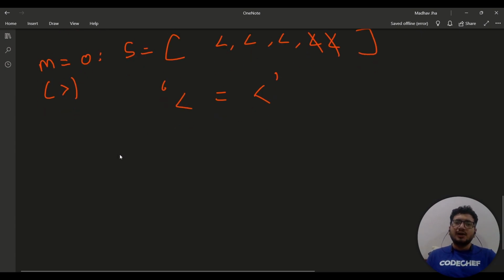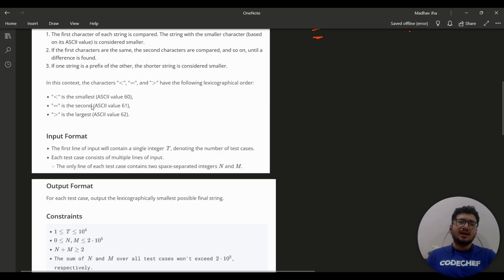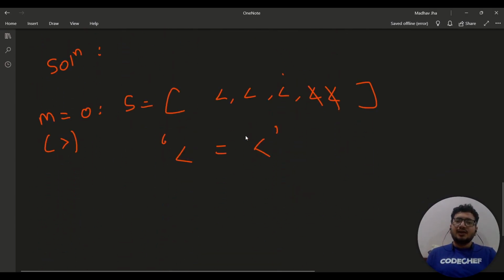Next up, what can we do? Again, we'll compare this with the smaller one. Now since we want to form the lexicographically smaller string, and as we can see from the ASCII, the less than symbol has the ASCII value of 60, equal to is 61, and greater than is 62, the largest. So we would want this less than sign to be as far left as possible.